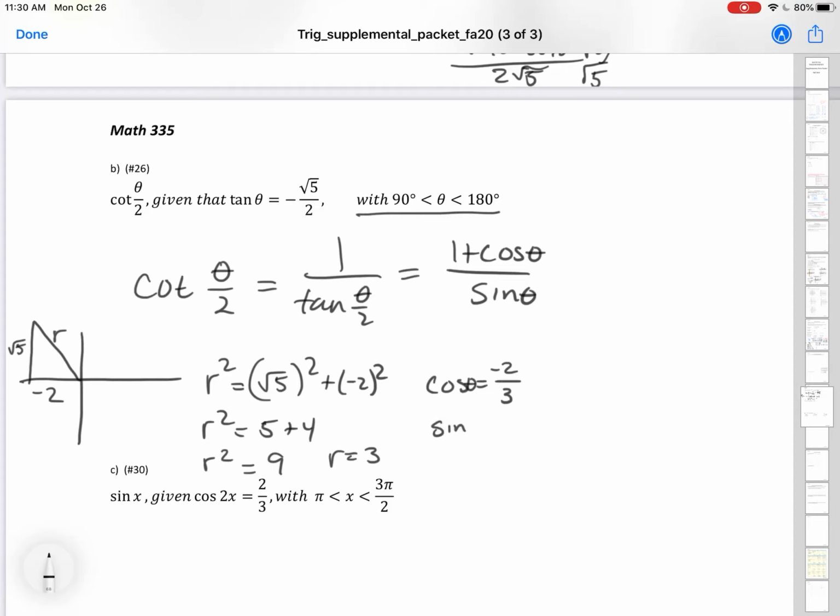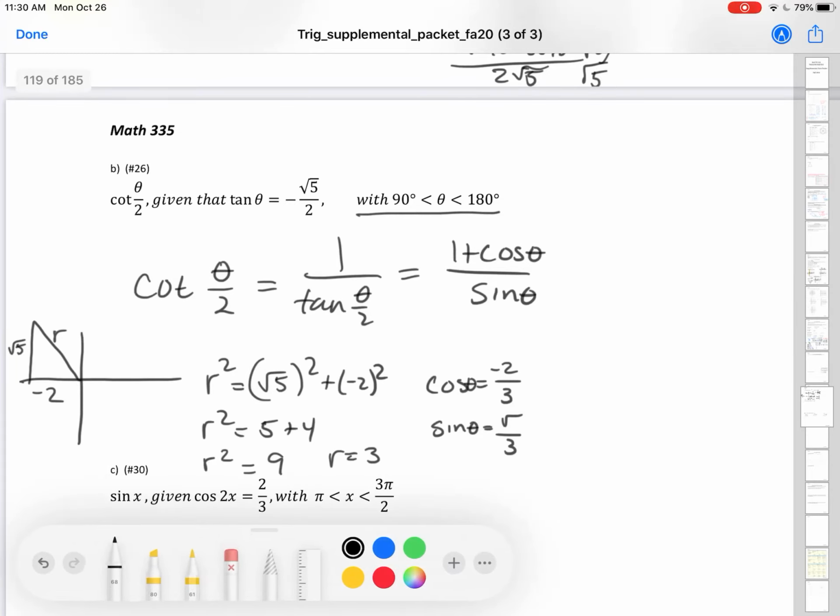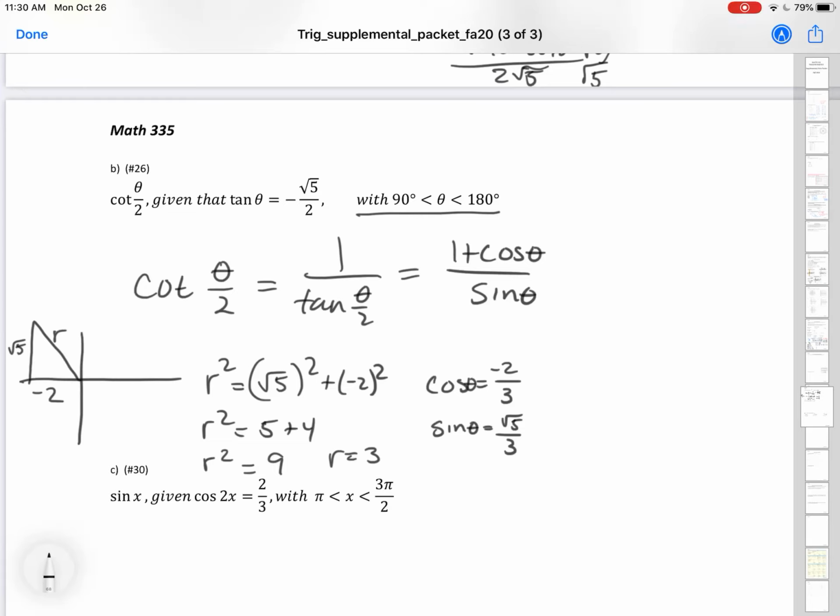And the sine of theta is opposite over hypotenuse. So root 3 over 3. So sine of theta is root 3 over 3. Oh, opposite's not root 3, apologize. What's the opposite? The opposite is root 5. Sorry, I misread that. Root 5 over 3. So cosine theta is negative root 2 over 3. Sine theta is root 5 over 3. And we're ready to go.